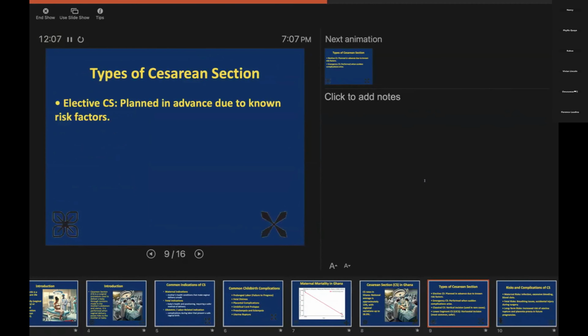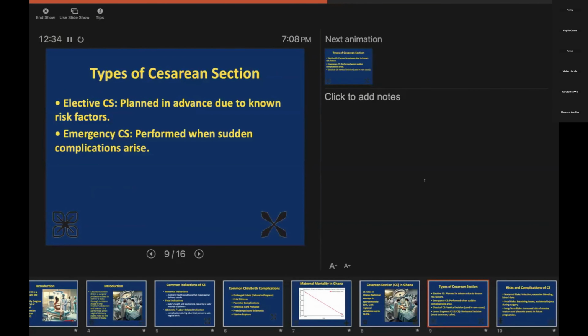There are lots of different types of cesarean section. We have some that can be planned, assuming we know the baby is way bigger than what the mother can deliver, or the mother has undergone two previous cesarean sections. We can plan that, maybe when the pregnancy gets to 38 weeks, we'll do a cesarean section. That's a planned cesarean section, which is called an elective.